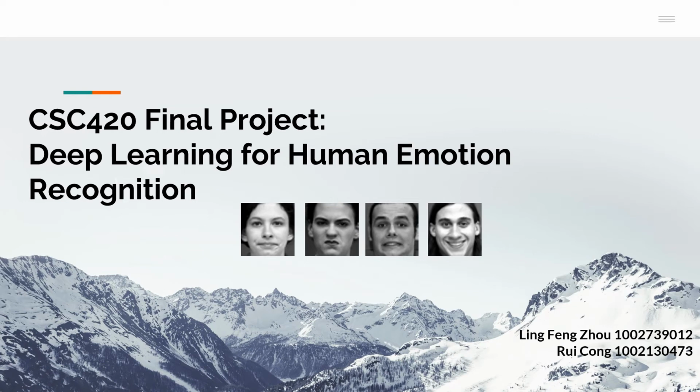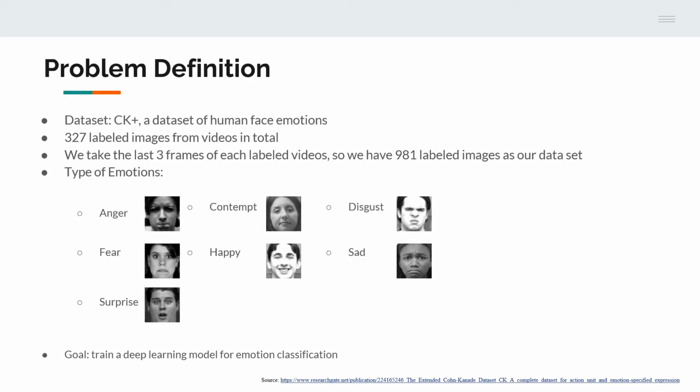CSC420 final project, Deep Learning for Human Emotion Recognition. The dataset we use is CK+, which is a common dataset for classifying human face emotions. There are 327 labeled images from the videos in total, but we only take the last 3 frames of each labeled video. So we have 981 labeled images as our dataset.